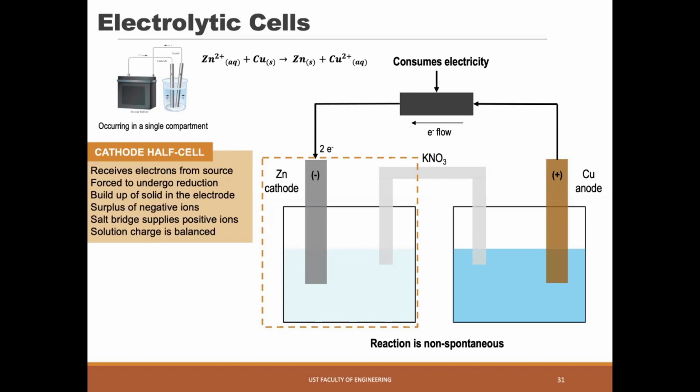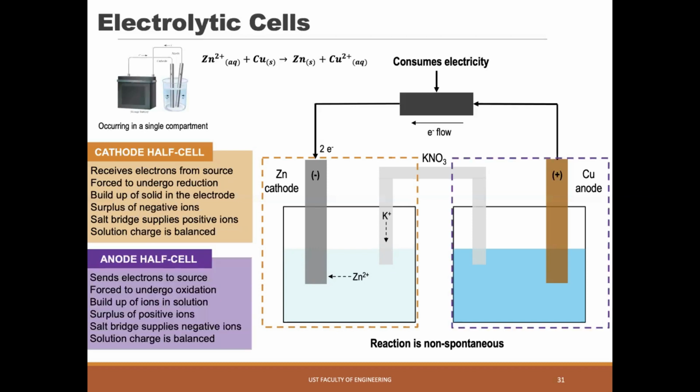So in the cathode half cell, once the electrons have been received from the source, it would be forced to undergo reduction so that the zinc ions would build up as a solid in the electrode. Due to this reduction, there would be a surplus of negative ions in the solution. So a salt bridge would be supplying the positive ions needed to balance the solution charge.